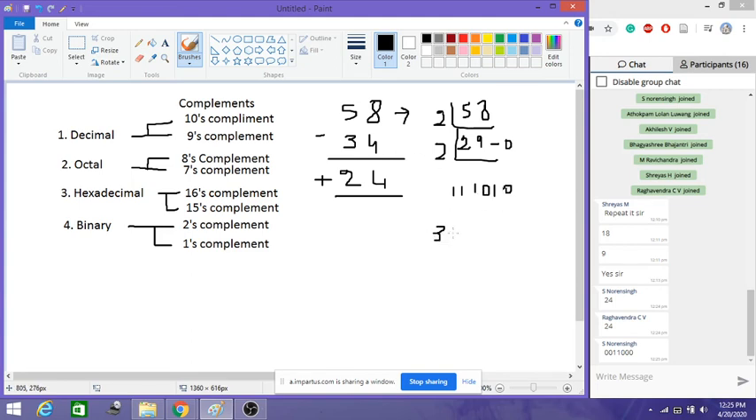Likewise for 34, we will do the same method. Keep on dividing this by 2. I'll get 17 and the remainder 0. Then once again divide this and we'll get 8 and remainder 0.